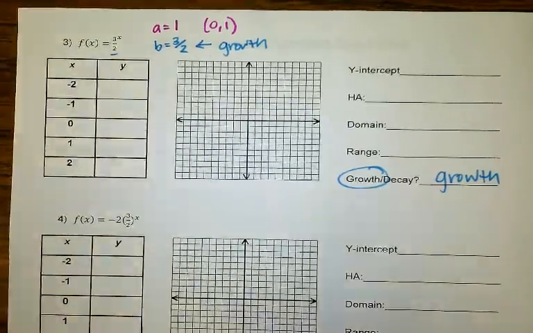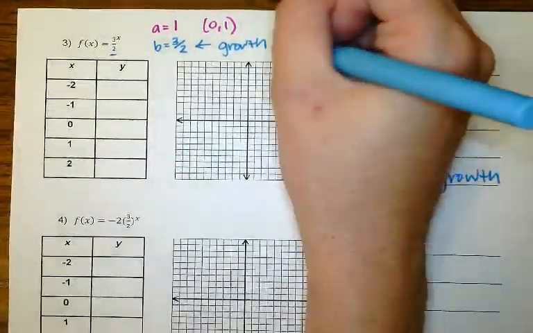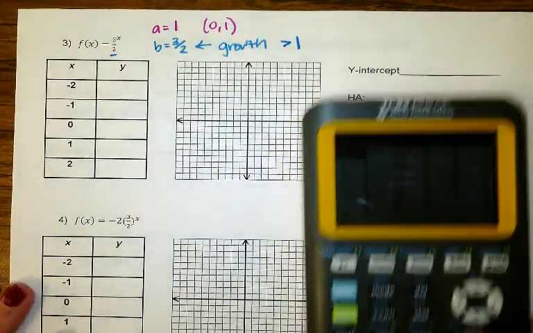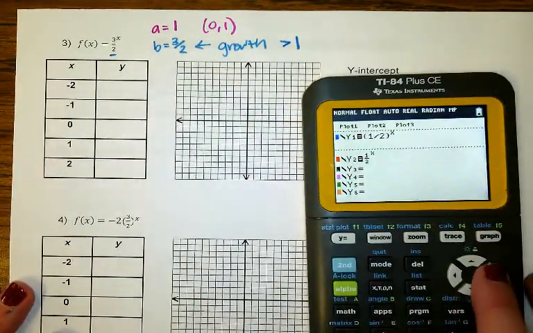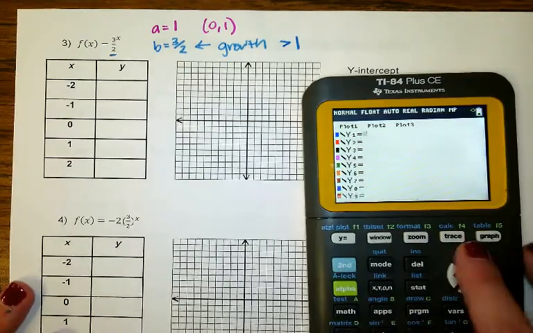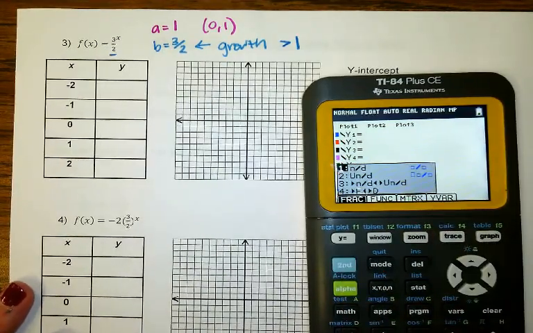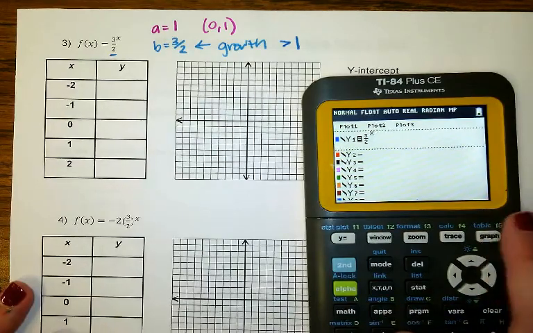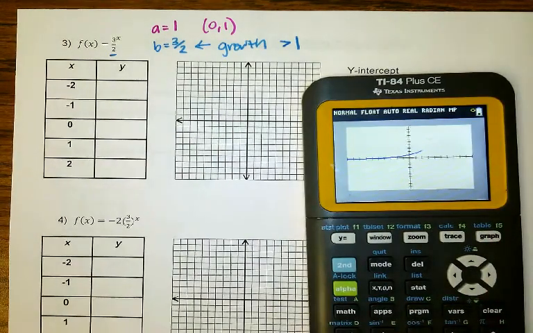Does that make sense? Now, when I actually type this guy in, if I typed in y equals 3/2 raised up to the x power, what you guys see is it does grow. Does it grow as rapidly as the 4x? No, but it's still considered growth because it's growing. It's getting bigger and bigger and bigger positively.